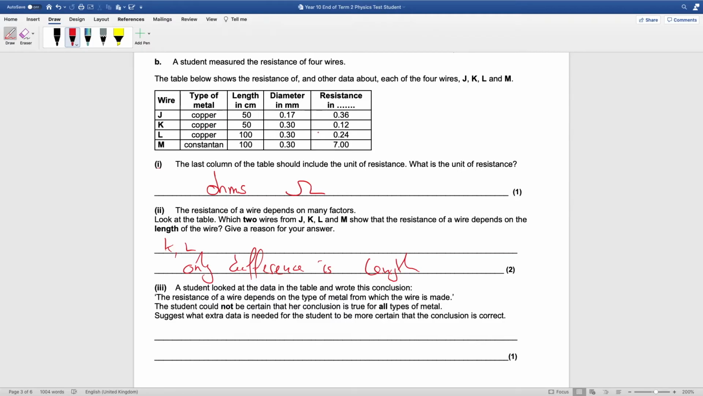And again, if you get it wrong, there are no marks. You can't say L and M and justify it somehow. Unless you say K and L, there is no mark for the justification.